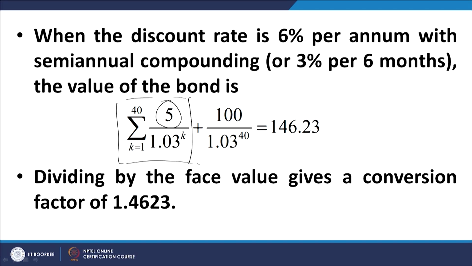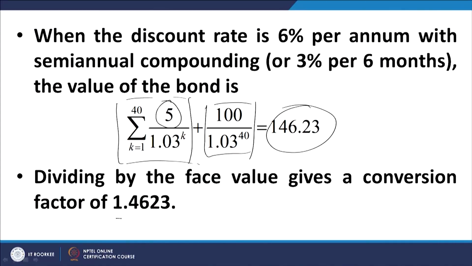Then of course, we have the principal as well, we are assuming the face value to be 100. So, the present value of the principal repayment will be 100 divided by 1.03 to the power 40, because it is going to be paid 40 half years later. The total works out to be 146.23 per 100 rupees of face value. Therefore, for 1 rupee of face value, we arrive at 1.4623, which gives the conversion factor in the case of this situation.